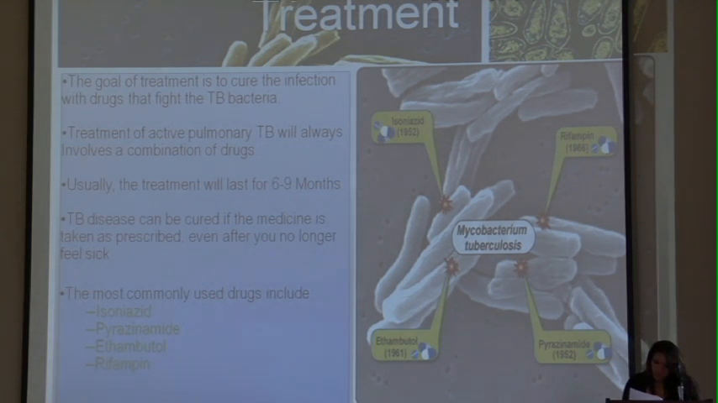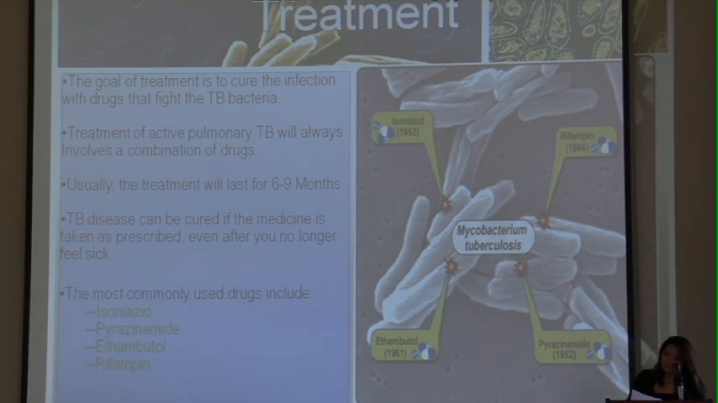Treatment. The goal of treatment is to cure the infection with drugs that fight the TB bacteria. Treatment of active pulmonary TB will always involve a combination of drugs. Usually the treatment will last for 6 to 9 months. TB disease can be cured if the medicine is taken as prescribed, even after you no longer feel sick.